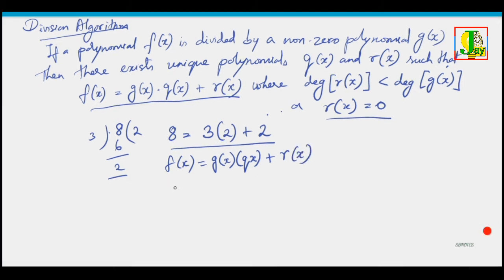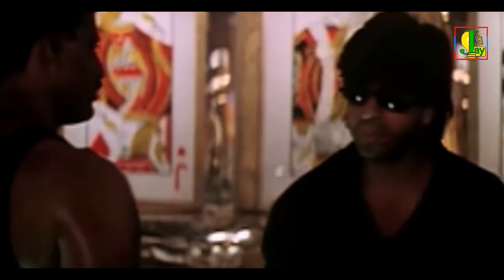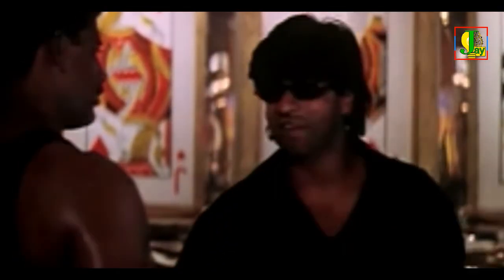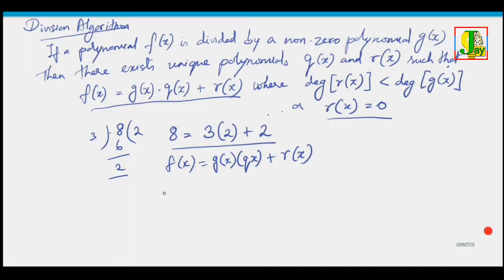f(x) is the dividend. g(x) is the divisor. q(x) is the quotient. And r(x) is the remainder.